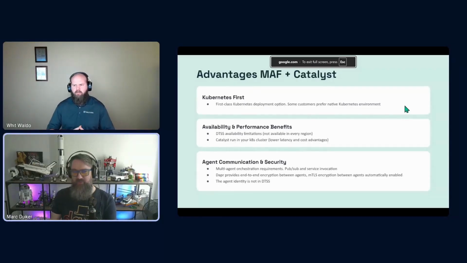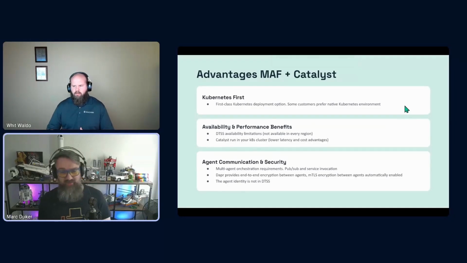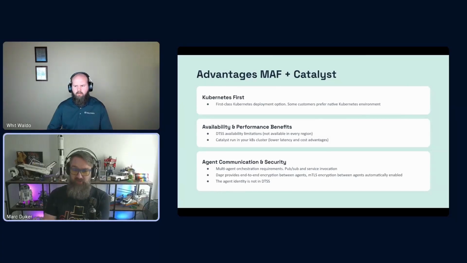Okay, some other stuff I want to mention of why it's useful to have a combination of MEF and Catalyst. Catalyst runs in your Kubernetes cluster. For a lot of people, they really prefer to have it in their own cluster. Of course, their cluster can still be on Azure, but it could also be another cloud provider or even on premise. So with Catalyst, you are a bit more flexible than you would be with just MEF if you don't necessarily want to run on Azure.